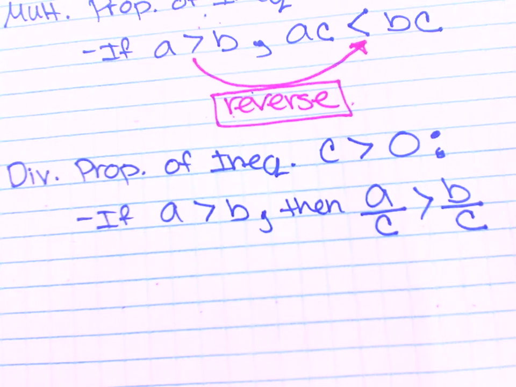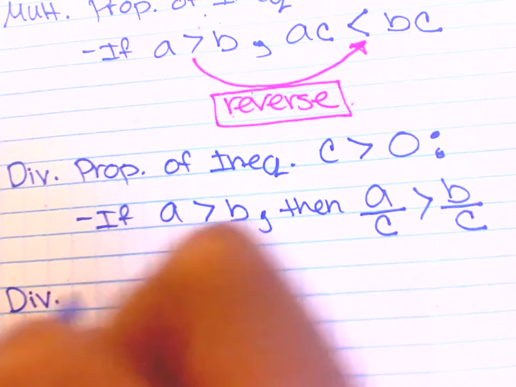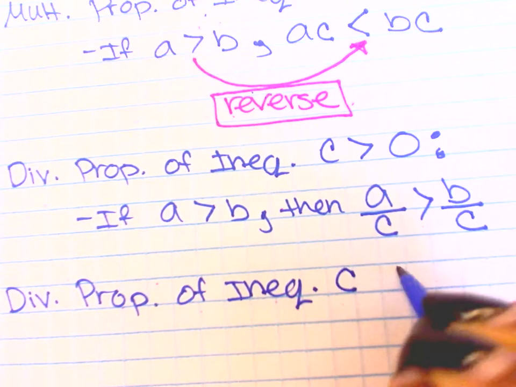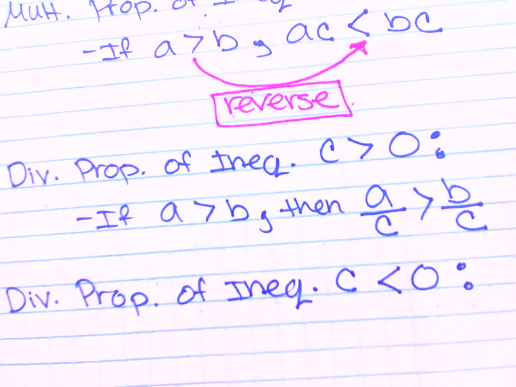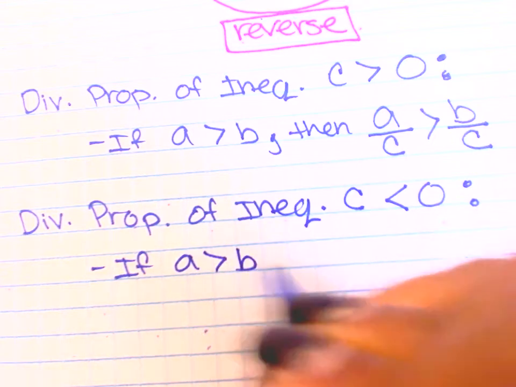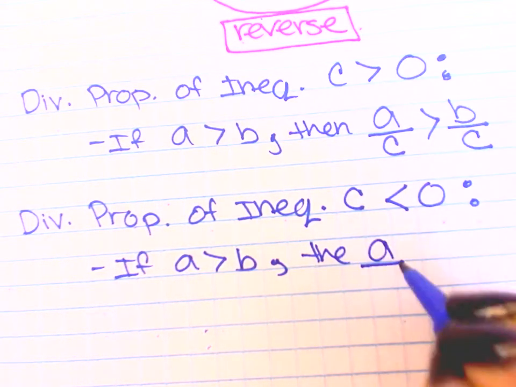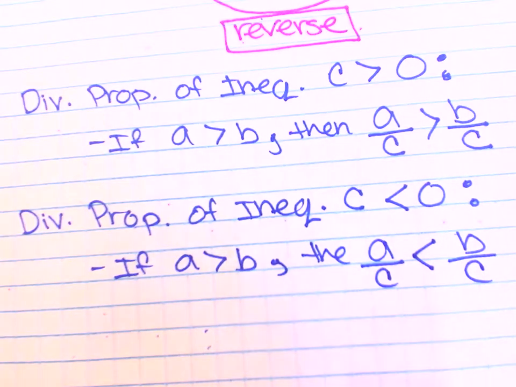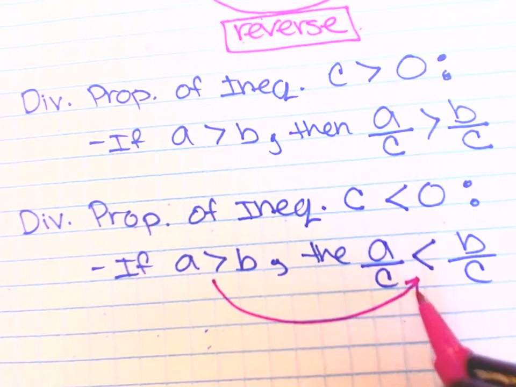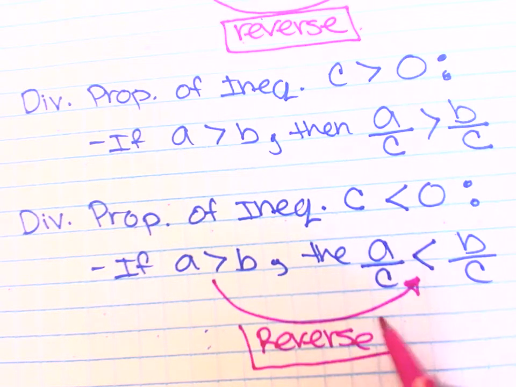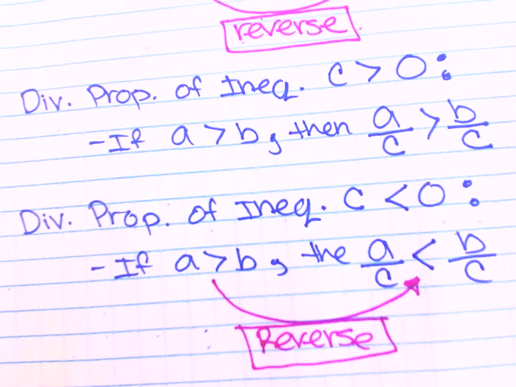So you can almost guess by looking at the second multiplication property what's going to happen in this last division property. This last property is the division property of inequality when C is less than 0. You're going to see a pattern here. If A is greater than B, then A divided by C is less than B divided by C. So again, you can see that the sign will reverse. So instead of being greater than, it becomes less than. The sign reverses.